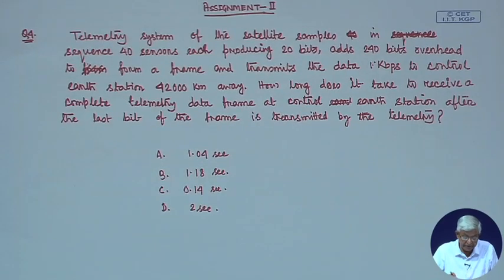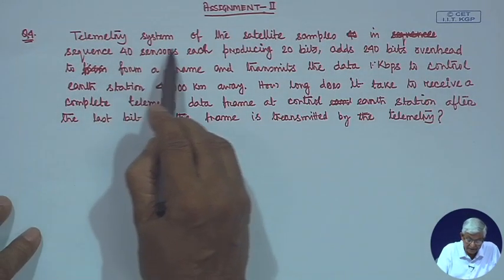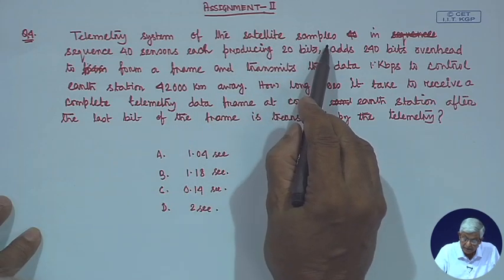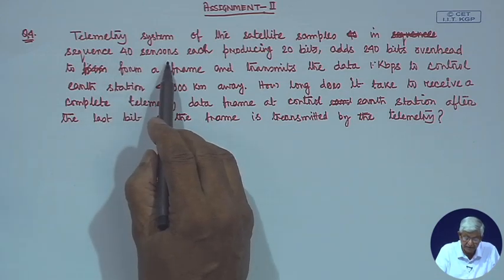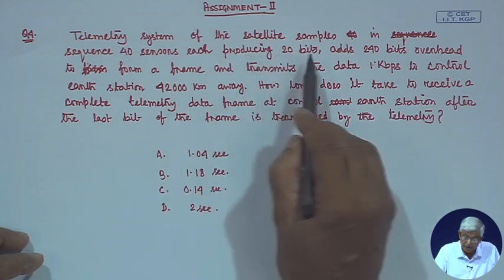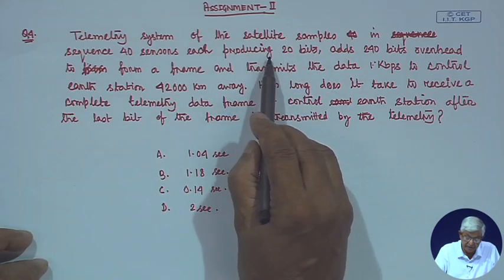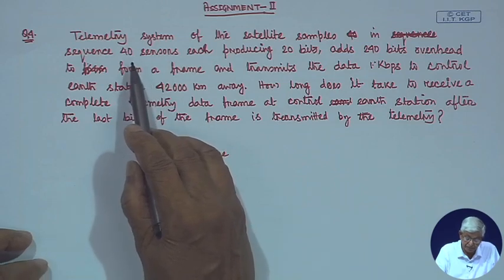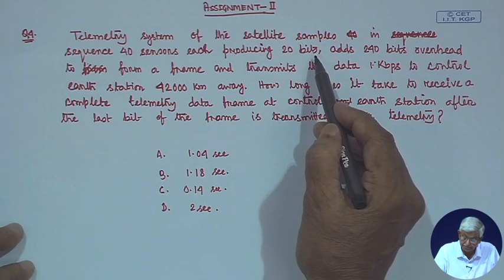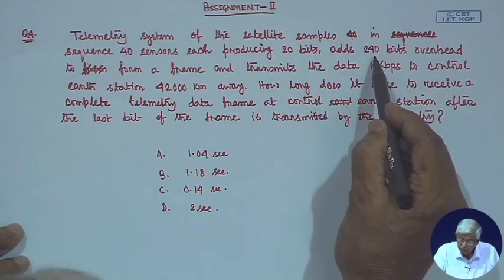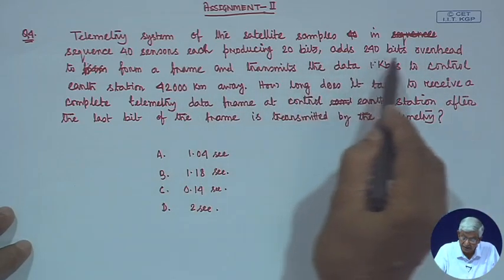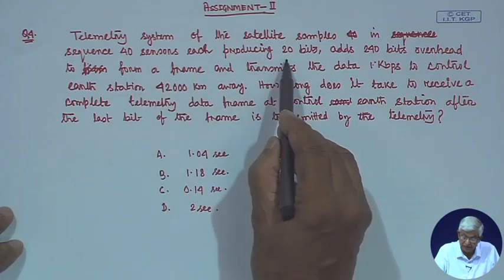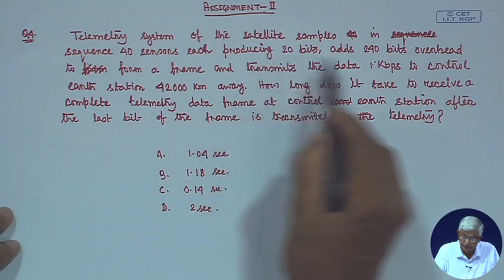Now, let us look at the next one. This is a telemetry system. It is a very long question. The telemetry system of the satellite samples in sequence 40 sensors. So, 40 sensors' data has to be sent, each producing 20 bits. So, each of the sensors 20 bits and 40 sensors. So, the total number of bits will be 40 into 20 bits, and then add 240 bits overhead to form a frame. So, the frame size in terms of bits is known now: 40 sensors, 20 bits, and 240 bits, 40 into 20 plus 240 bits.